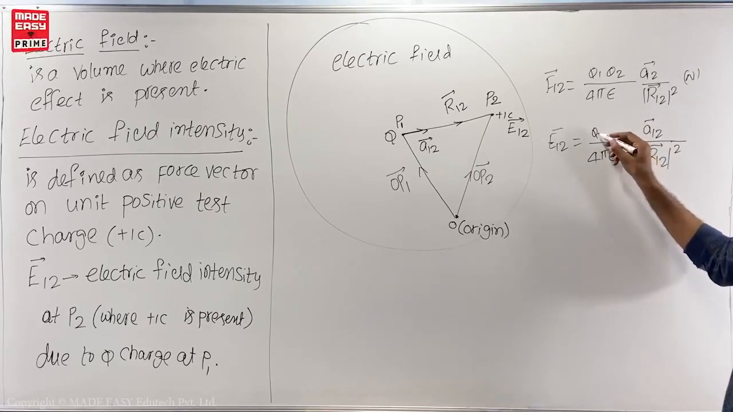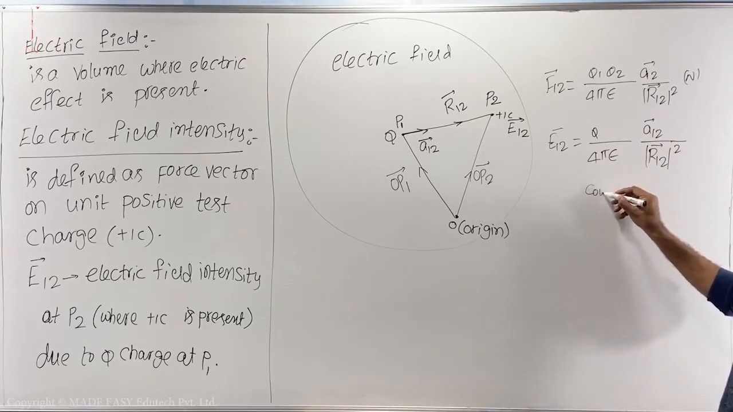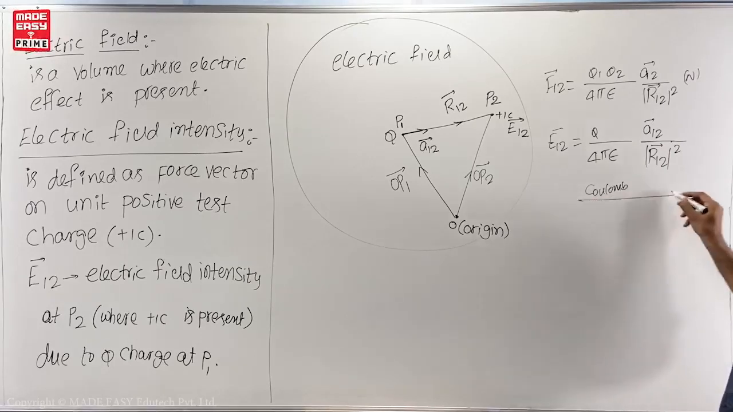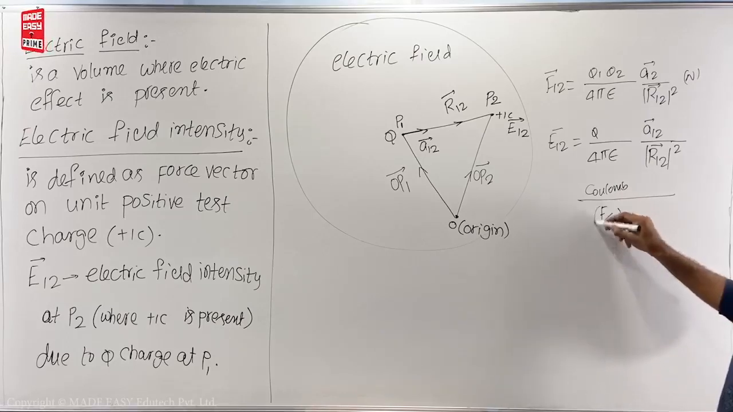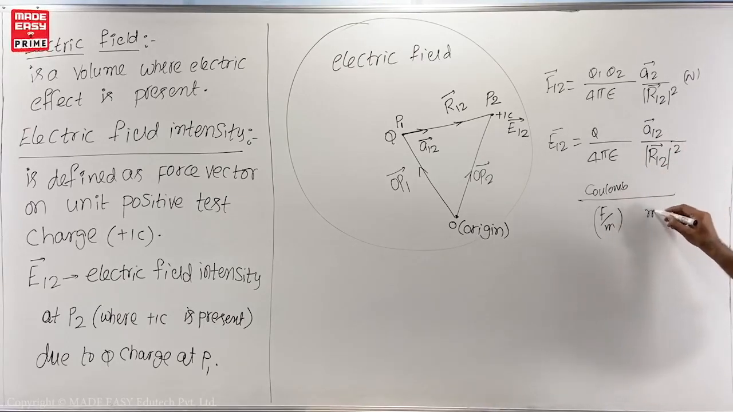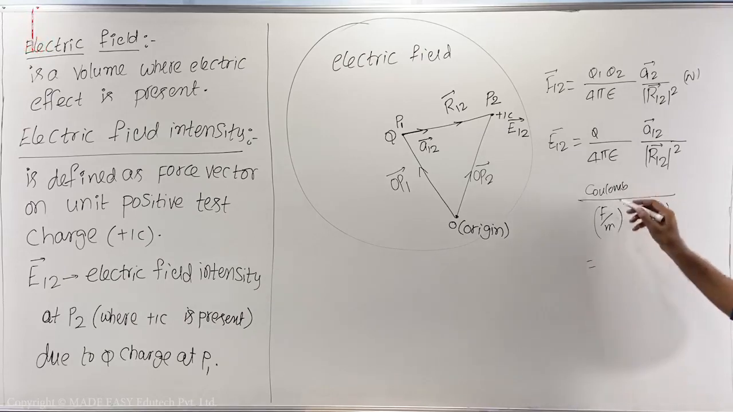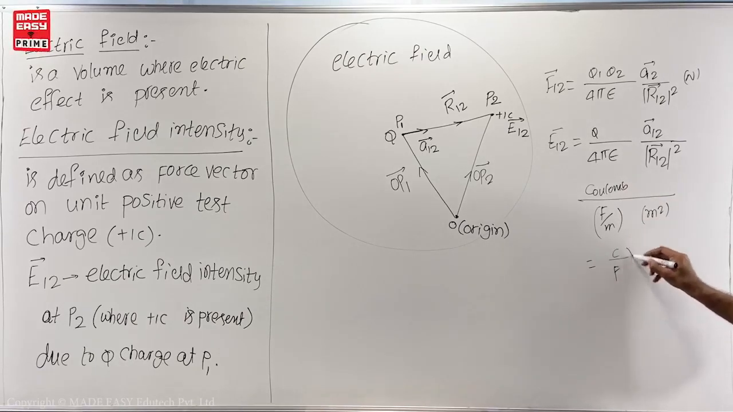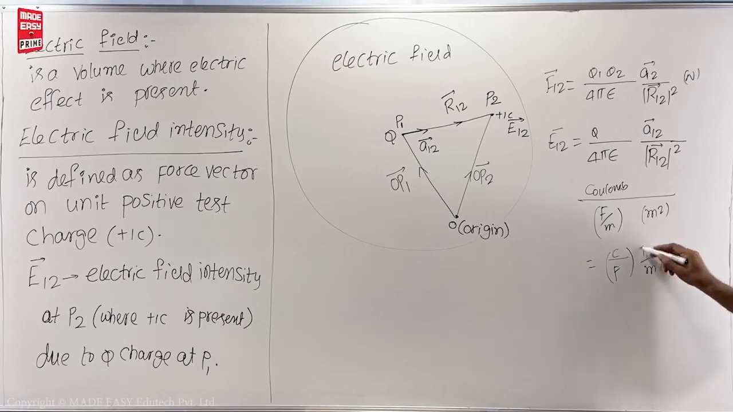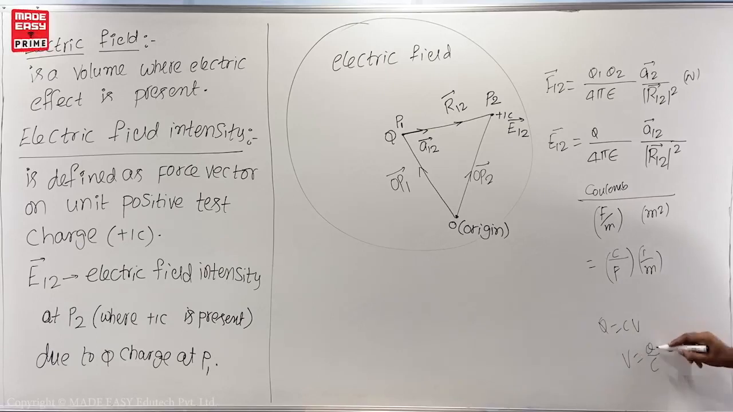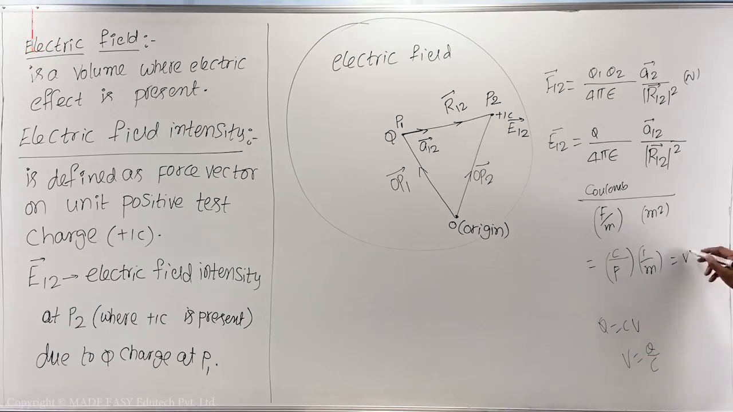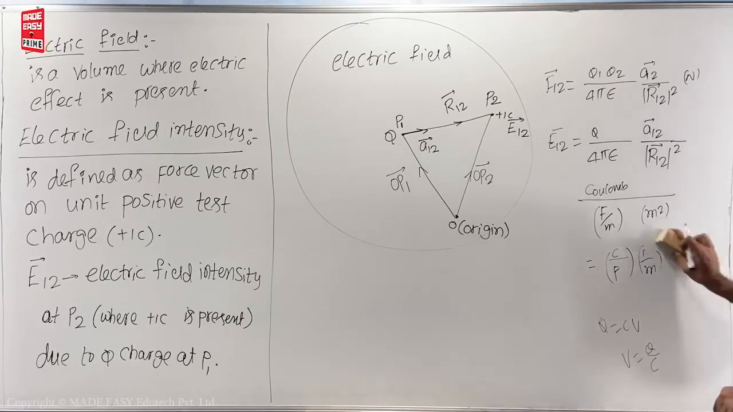If you see the units, Q is coulomb, so this is coulomb divided by epsilon. 4 pi has no units, epsilon is actually farad per meter, and A12 has no units, so meter square. Now that is nothing but coulomb by farad into 1 by meter. So you students know that Q is equal to CV, V is equal to Q by C. So coulomb by farad is actually volt. So that is volt per meter unit actually. So the unit is volt per meter. The other unit, let us see.